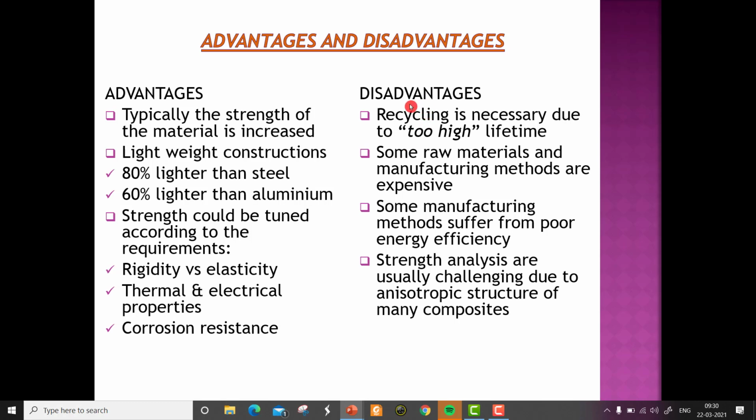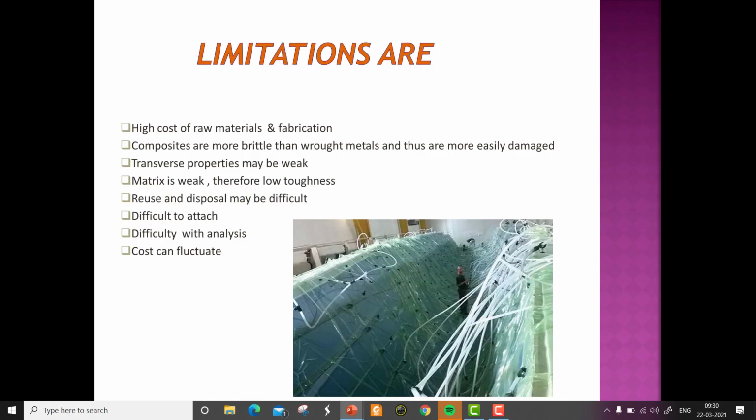The various disadvantages include that recycling is necessary due to the high lifetime. Some raw materials and manufacturing methods are expensive. Some manufacturing methods suffer from poor energy efficiency. The strength analyses are usually challenging due to the anisotropic structure of many composites.